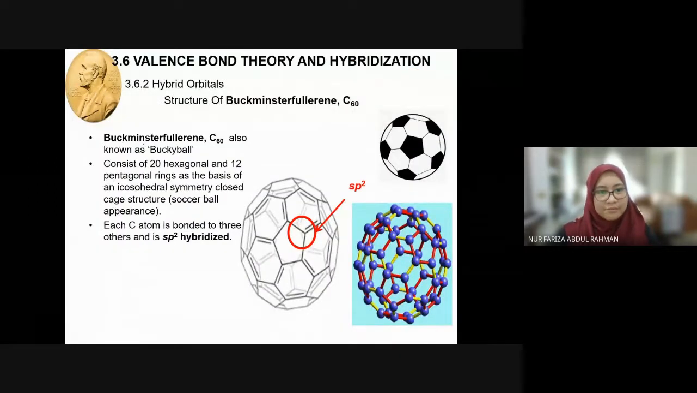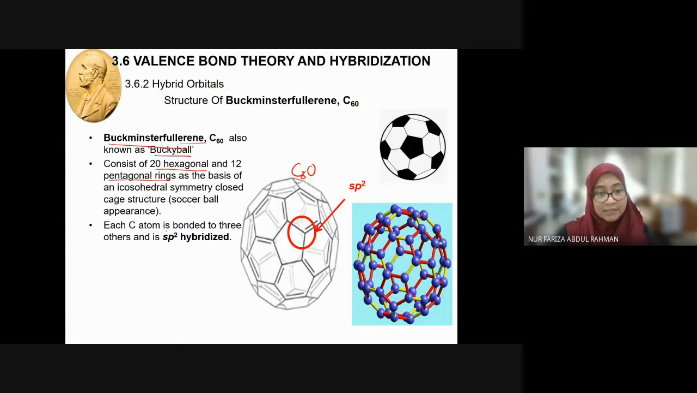Alright, so Buckminsterfullerene. I believe this is the name of the scientist, okay? And Fullerene represents the C60, okay? C60, or we call it the buckyball. It consists of 20 hexagonal and 12 pentagonal rings as the basis of an icosahedral symmetry closed cage structure, like a soccer ball appearance.